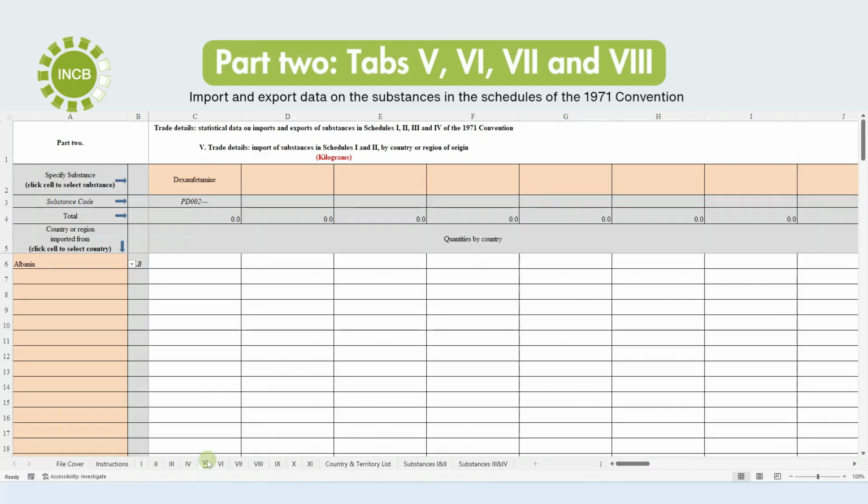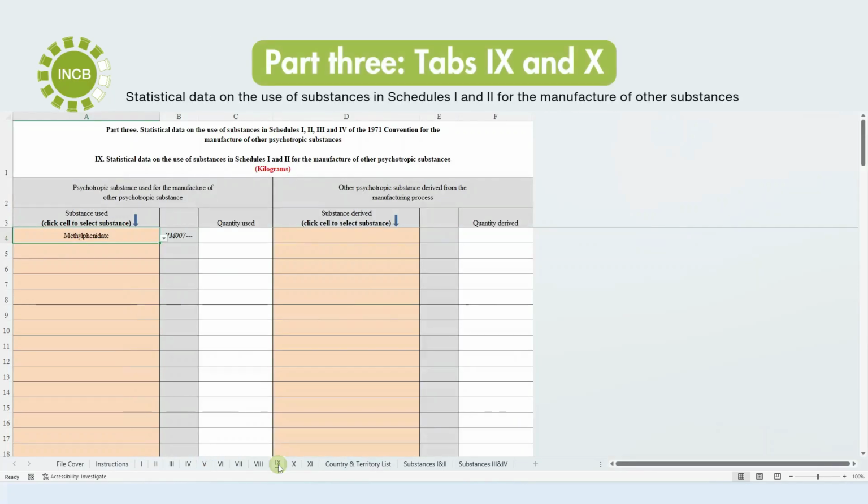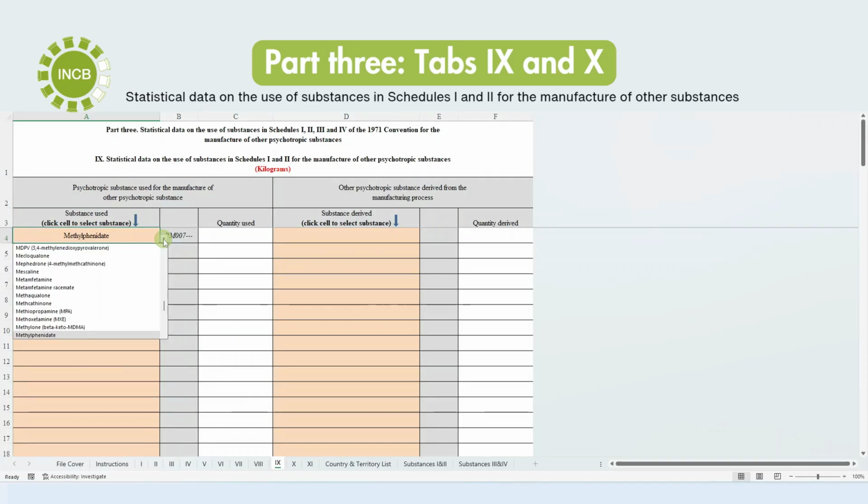In Part 2, you must submit country-level trade data. On one hand, for each psychotropic substance imported, you must list all the countries and the respective quantities imported from them. On the other hand, for each psychotropic substance exported, you must list all the countries and the respective quantities exported to them.